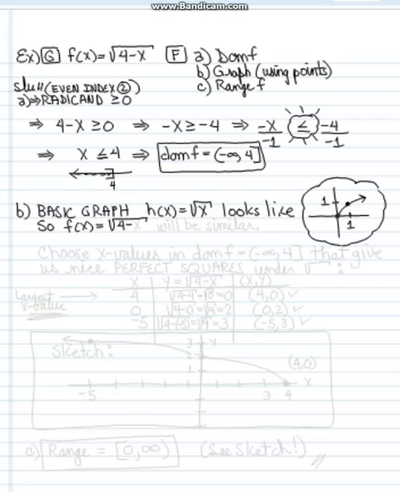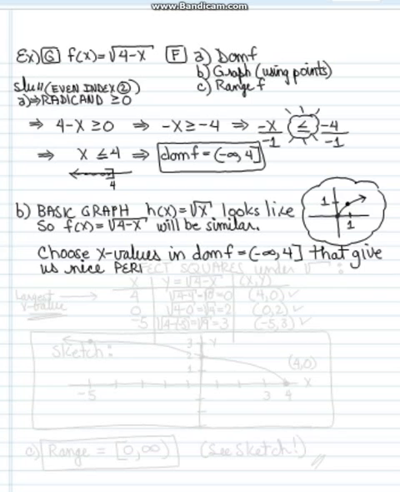But they told us just to use points, so okay, we'll just use points and see what the thing looks like. All right, so f of x equals the square root of 4 minus x will be similar to that graph. So we're going to choose x values in the domain from negative infinity up to 4, including 4. We're going to choose x values that give us perfect squares when we put them under the radical sign. Then it'll be easy to figure out what the square root is. So what number can I choose on the interval from negative infinity to 4 that I could plug into 4 minus x that would give me a perfect square?